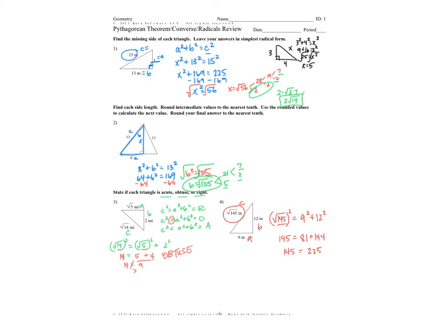Okay, so I get 145 equals 225. Now, I know those aren't equal. 145 is less than 225. If it's less than, it's an acute triangle. Okay? Super simple.